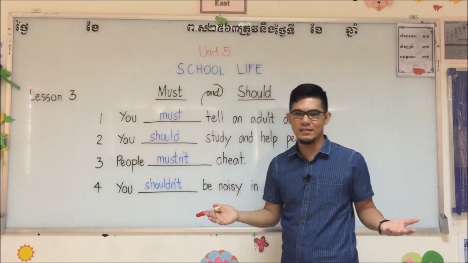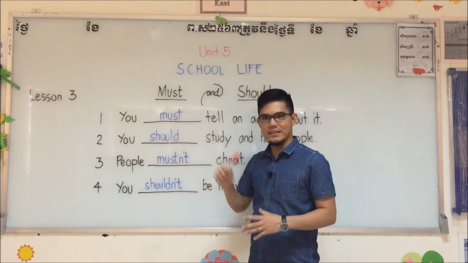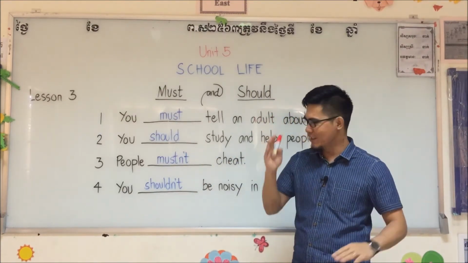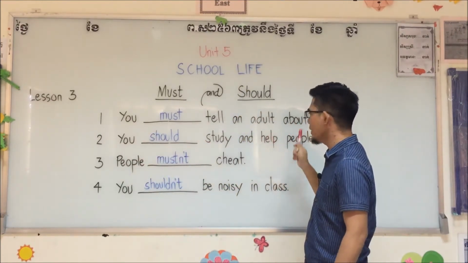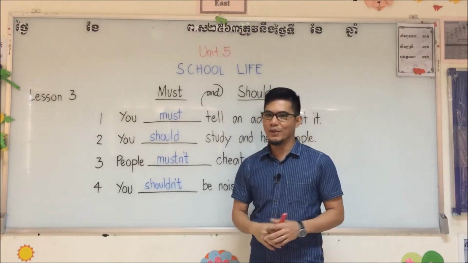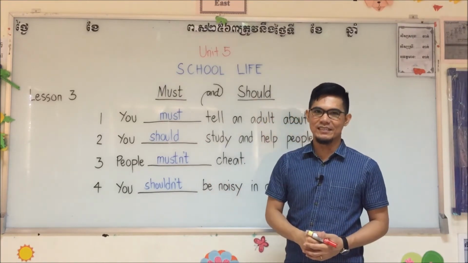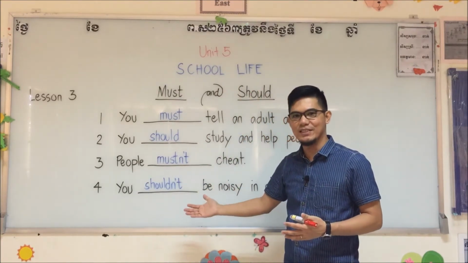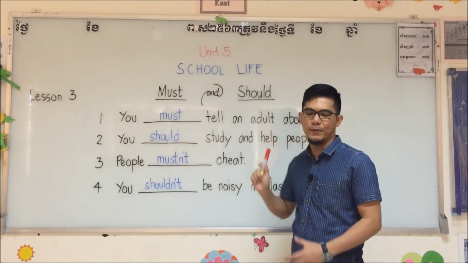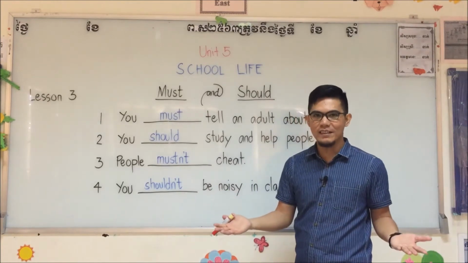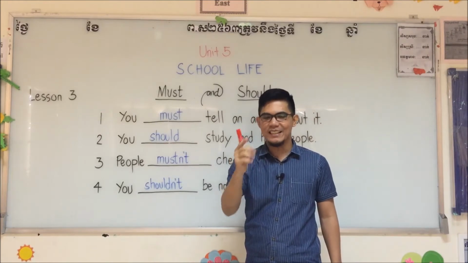What about should, sir? Why not should? Why is the correct answer must? We will discuss later. Number 2. You blank study and help people. What do you think is the answer? Should. These are all correct answers. So number 2, you should study and help people. Now, can you spot the difference between must and should? I know you have the idea. Let's move on to number 3.